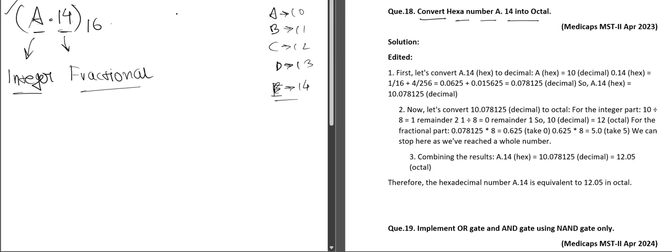So here the integer part is A. In order to convert the hexadecimal number into a binary number, we will write it as a group of 4 bits. So we will write A, which is equivalent to 10, as a group of 4 bits. If we write 10 as a group of 4 bits, it will be 1010, because the positional weights are 8, 4, 2, 1. So 8 into 1 plus 2 into 1 is equivalent to 10. So the integer part is giving us 1010 as the binary equivalent.